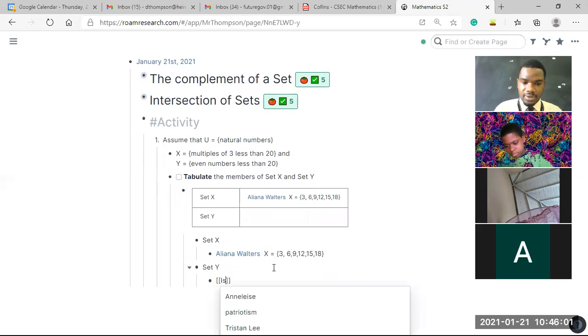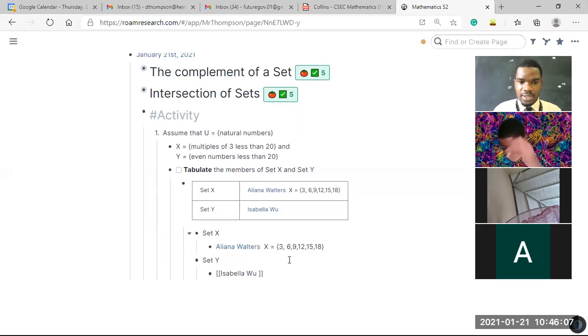Let's pick on Isabella now. Quickly for even numbers less than 20. 0. You want to use technicality and say 0, okay? 0, 2, 4. Remember, it says even numbers that are less than 20. So 0, 2, 4, 6, 8, 10, 12, 14, 16, 18.